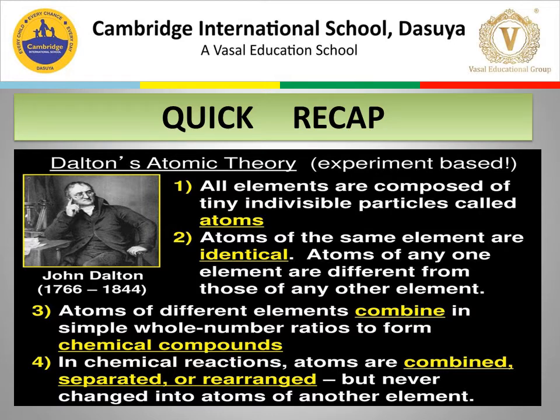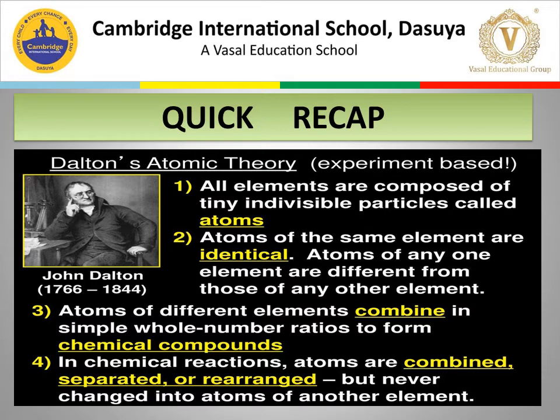Atoms of any one element are different from those of other elements. What does it mean? If we take any one element, then all the atoms of that element will be of the same type. However, if we take any two elements, then their atoms will be different. They will not be the same. Next, atoms of different elements combine in simple whole number ratio to form chemical compounds. That means whenever compounds are formed, the atoms combine together in some simple whole number ratio.